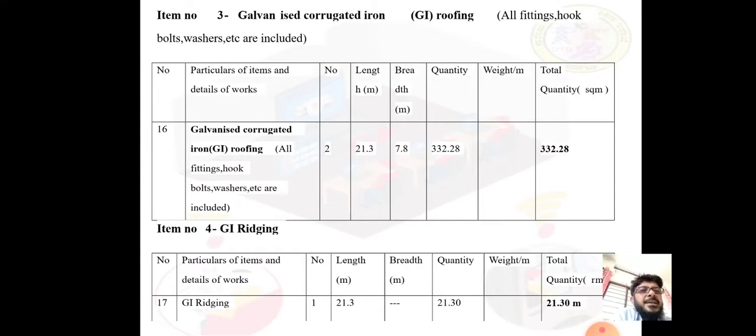The last item is GI ridging. That is very simple. GI ridging, only one number, meaning the edge, only one. So we got 21.3 meter running length. So the total quantity is 21.3 meter. So this is the fourth item.